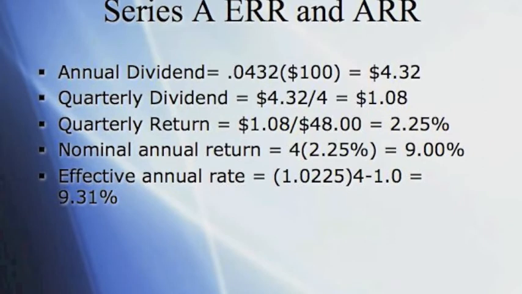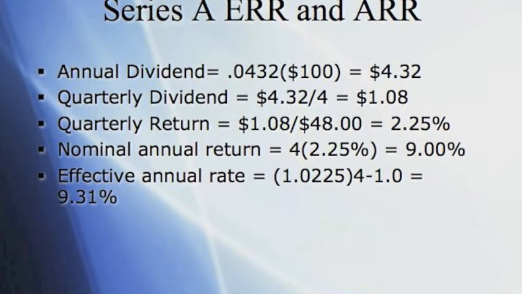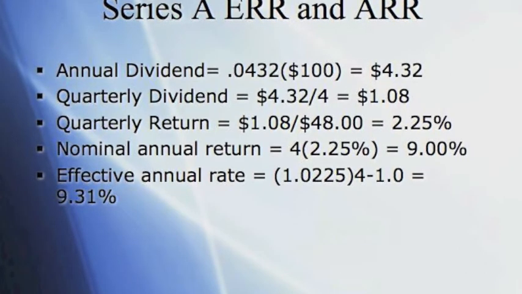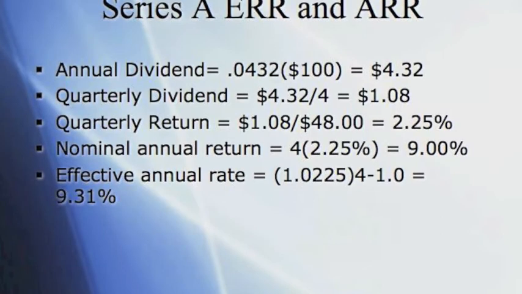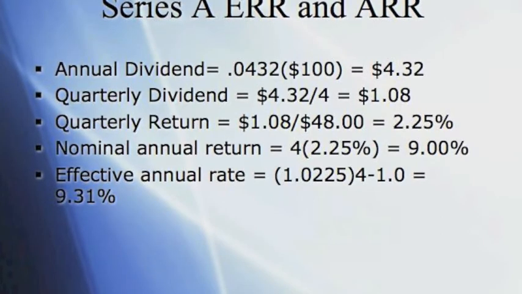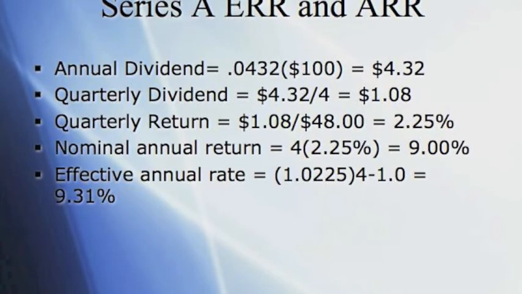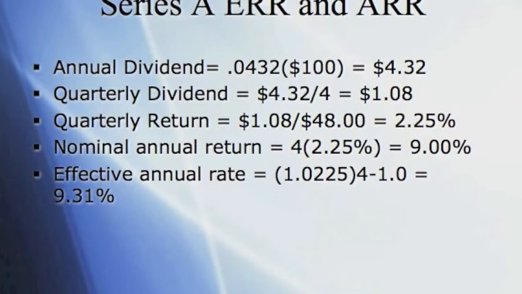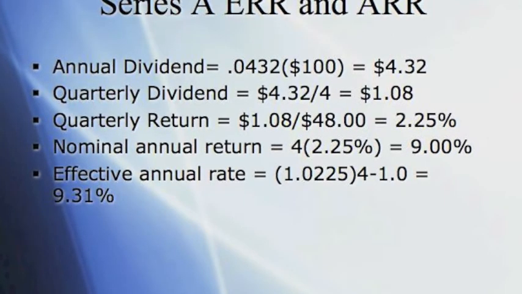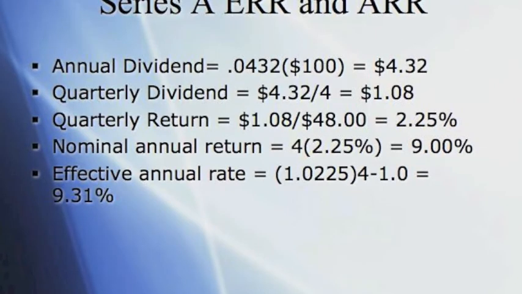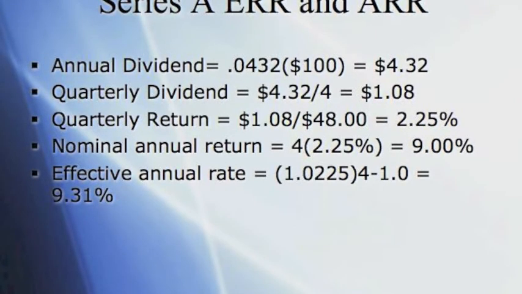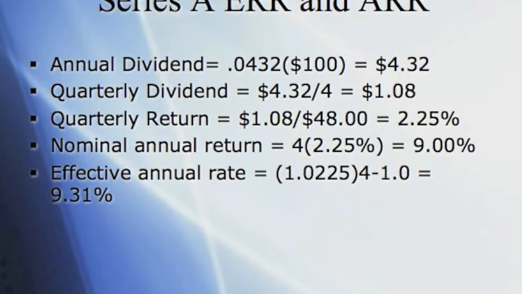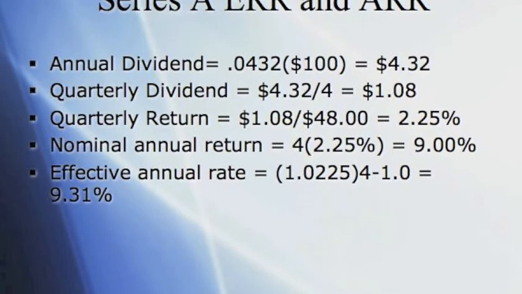To calculate the quarterly dividend, we take the annual dividend divided by 4, which is $4.32 divided by 4, which equals $1.08. For the quarterly return, it's the quarterly dividend divided by price per share. $1.08 divided by 48, which is the price per share, will give you 2.25%. To calculate the nominal annual return, it is the quarterly return times 4. So 4 times 2.25% will give you 9%. For the effective annual rate, it is 1 plus the quarterly return, to the power of 4, minus 1, which gives you an effective annual rate of 9.31%.